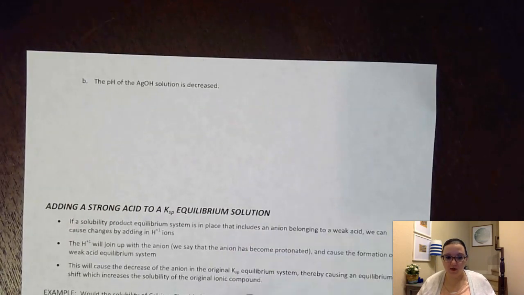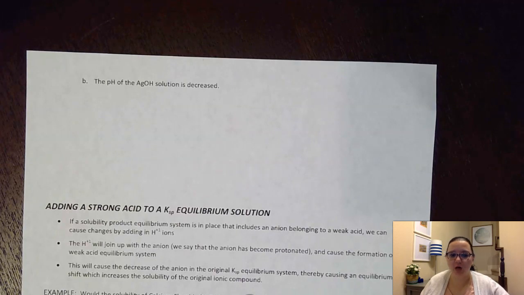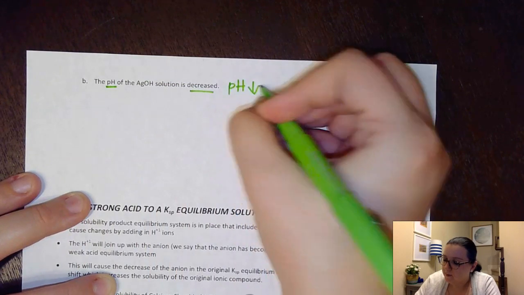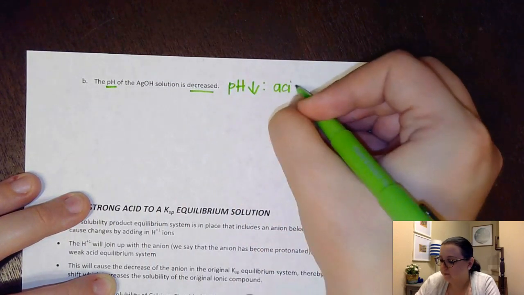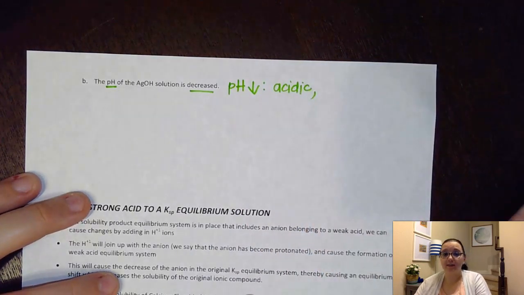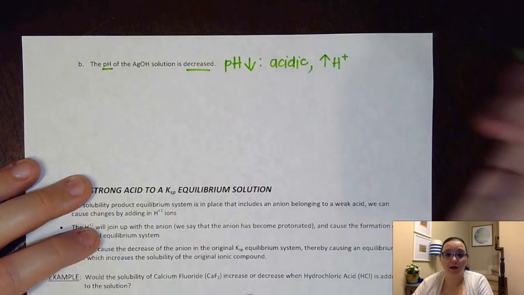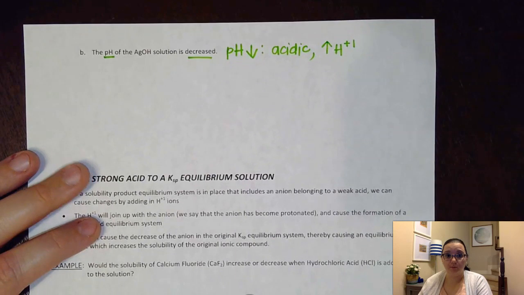All right, let's look at the next example that has to do with this same one. Here it says, what if the pH of the AgOH solution is decreased? So we're dealing with that same process, except now we're doing the opposite effect to it. To start us off here, pH being decreased means that I'm changing this to be more acidic. And if I'm changing it to be more acidic, then I'm increasing the H+ ion concentration in the solution.